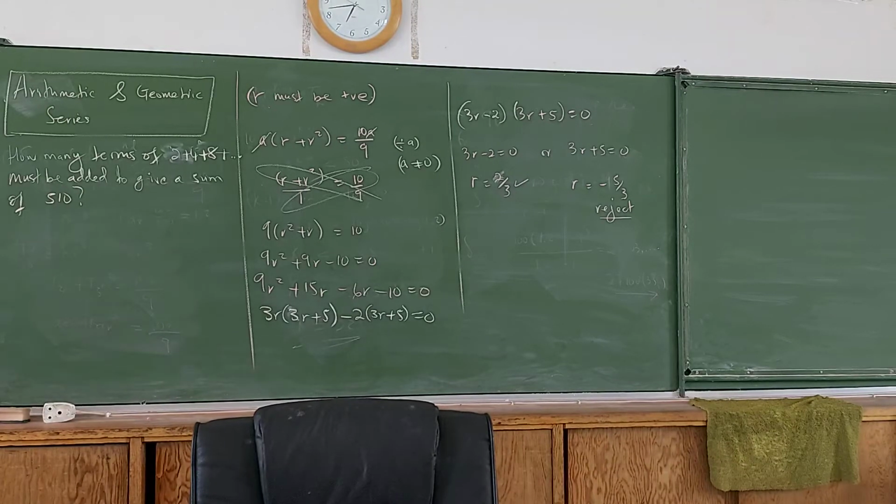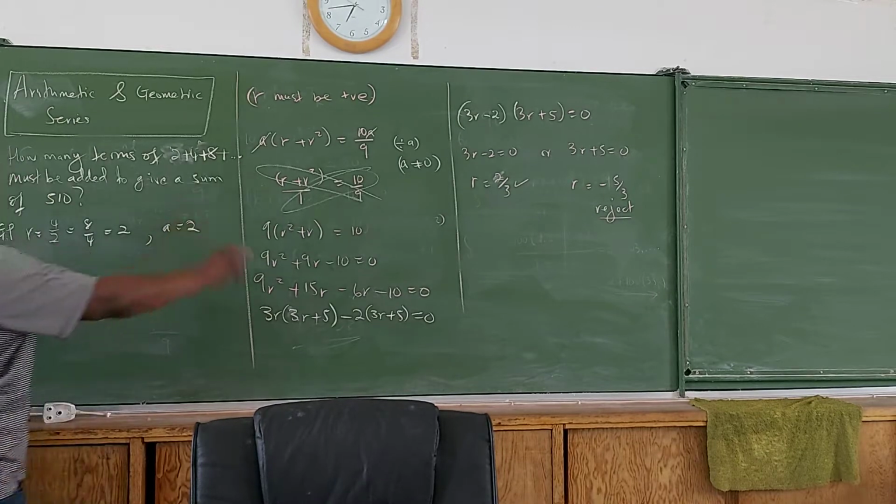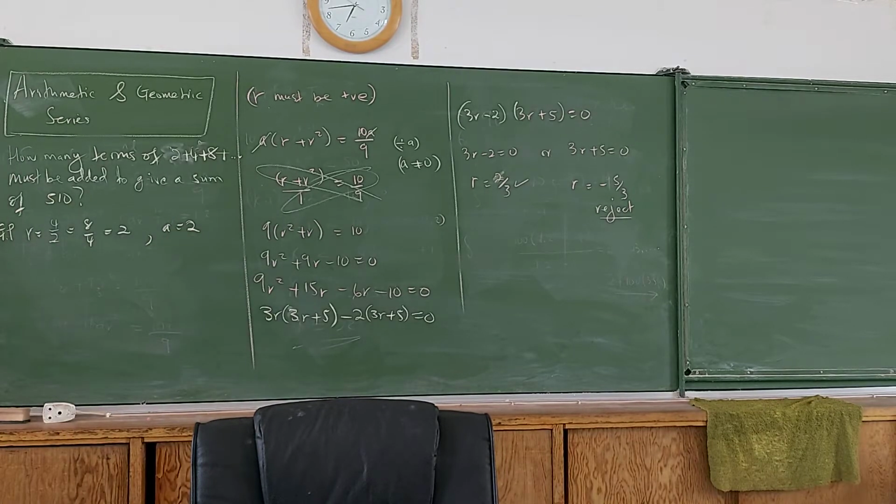First we must determine whether this is an AP or a GP. Okay? Is it an AP? Is it a GP? Yes. 4 divided by 2 is the same as 8 divided by 4, which is 2. So this is going to be a GP, and that is the ratio. Then also, our first term happens to be what? 2 also. Does that make sense? Right?